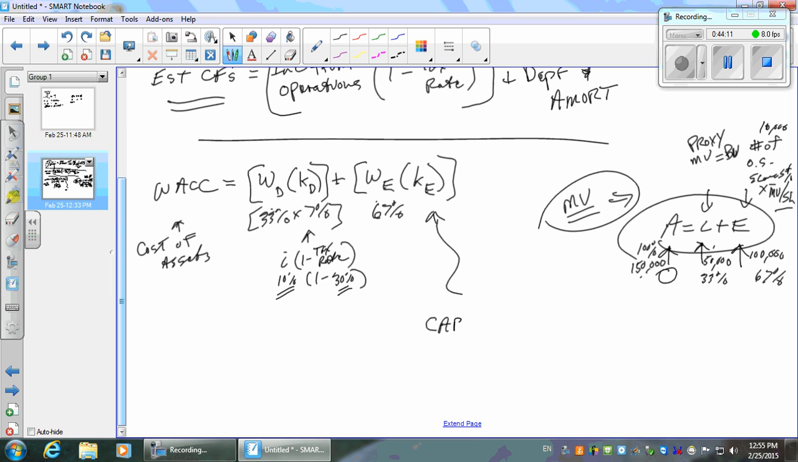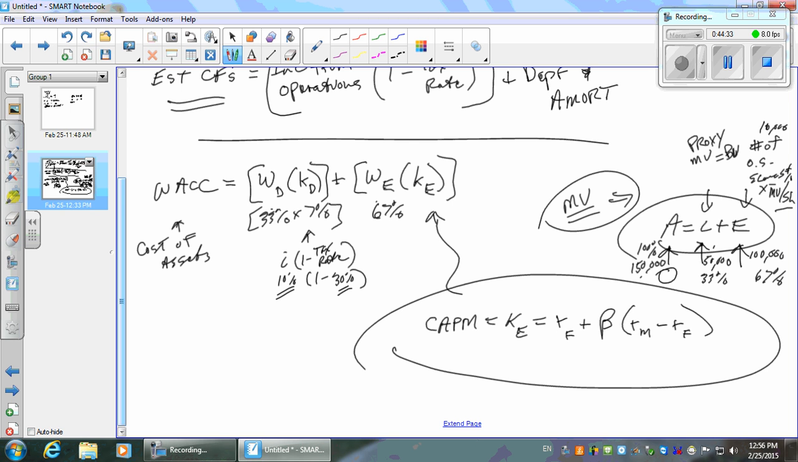That's where this CAPM comes in. Capital Asset Pricing Model equals KE, cost of equity. What's that? Risk-free plus beta times the return on the market minus risk-free. We'll pick up there next time. That's what's going on. Figure out what these things are.